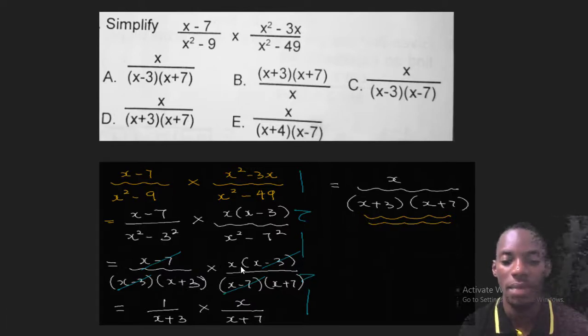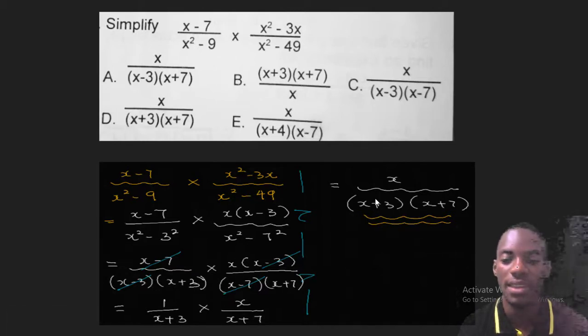Then times x bracket x minus 3 over x squared minus 7 squared, another difference of two squares. I will have x minus 7 here, then x plus 7 here. So this will cancel this, and this will cancel this because they are the same. I'm left with 1 over x plus 3 times x over x plus 7.